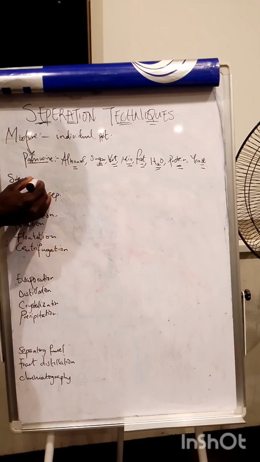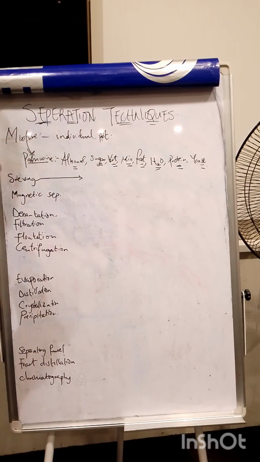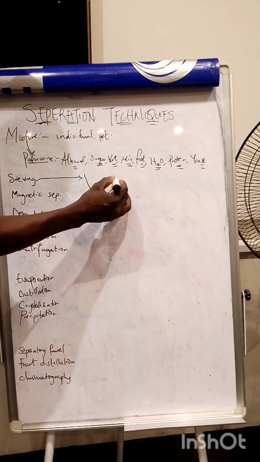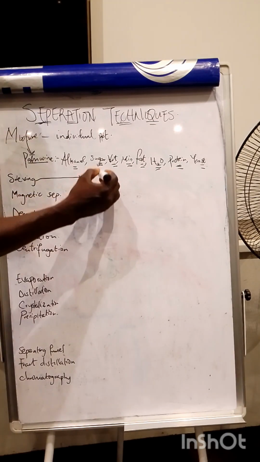Let's take this sieving. So the video is actually going to be a very short one, so just explain these techniques and then we call it a session already. Are you with me? So sieving is like telling you that when you have solid of different sizes, let's assume this is our bowl containing our yam flour.